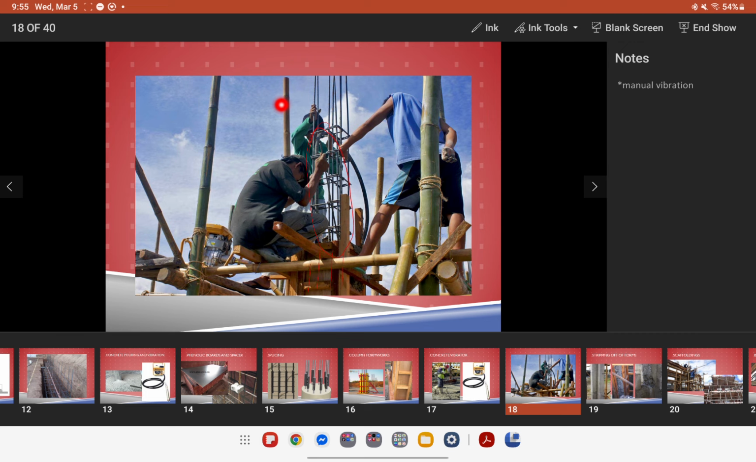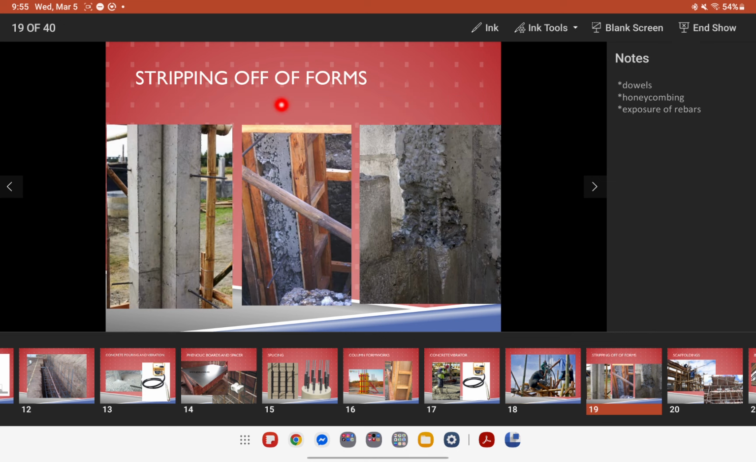You only have to tamper it enough to make sure that there are no voids, because if you tamper it too much, there's a tendency for the water to bleed out of the concrete. And when it bleeds out, you will see some honeycombing, something like this. You can see after stripping off, once you remove the formworks, it's already called stripping off. This here is what we call honeycombing.